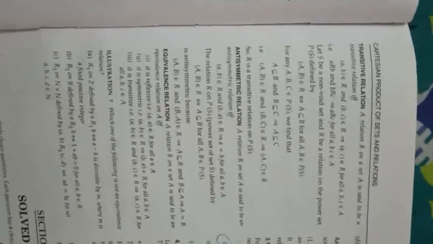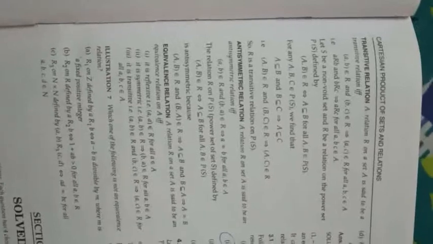The last one is transitive relation. A relation R on a set is said to be transitive if (a,b) belongs to R and (b,c) belongs to R, then (a,c) belongs to R, for all a, b, c belonging to A. Antisymmetric relation: if (a,b) belongs to R and (b,a) belongs to R, then a equals b. That is called antisymmetric. Equivalence relation: a relation which is reflexive, symmetric and transitive is called an equivalence relation. Now, you can check an example, and there are some useful results on equivalence relations.